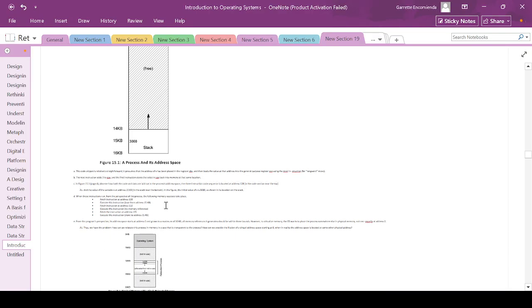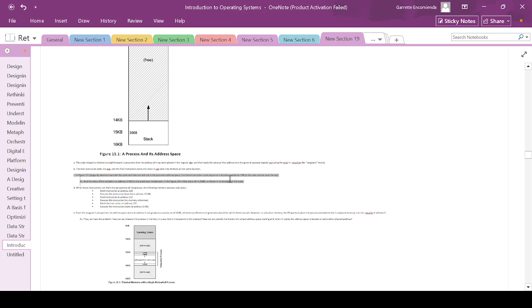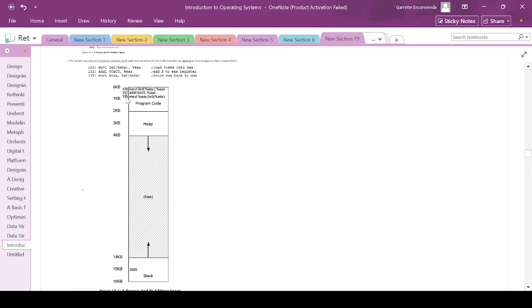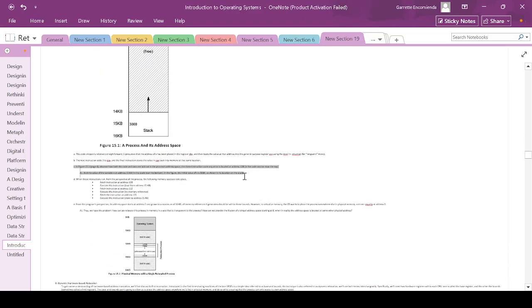In figure 15.1, observe how both the code and data are laid out in the process address space. The 3 instruction code sequence is located at address 128, in the code section near the top. And the value of the variable x is at address 15 kilobytes, in the stack near the bottom.